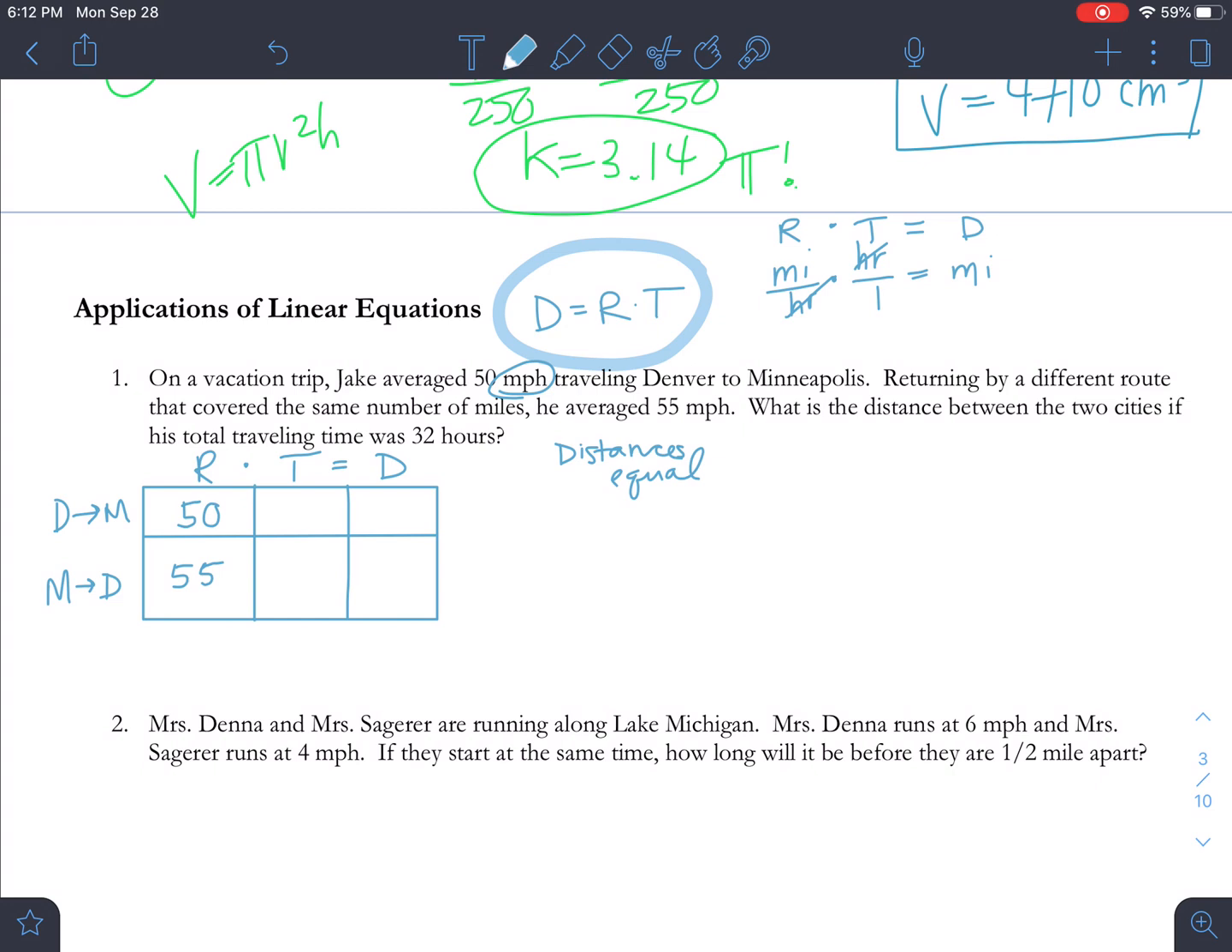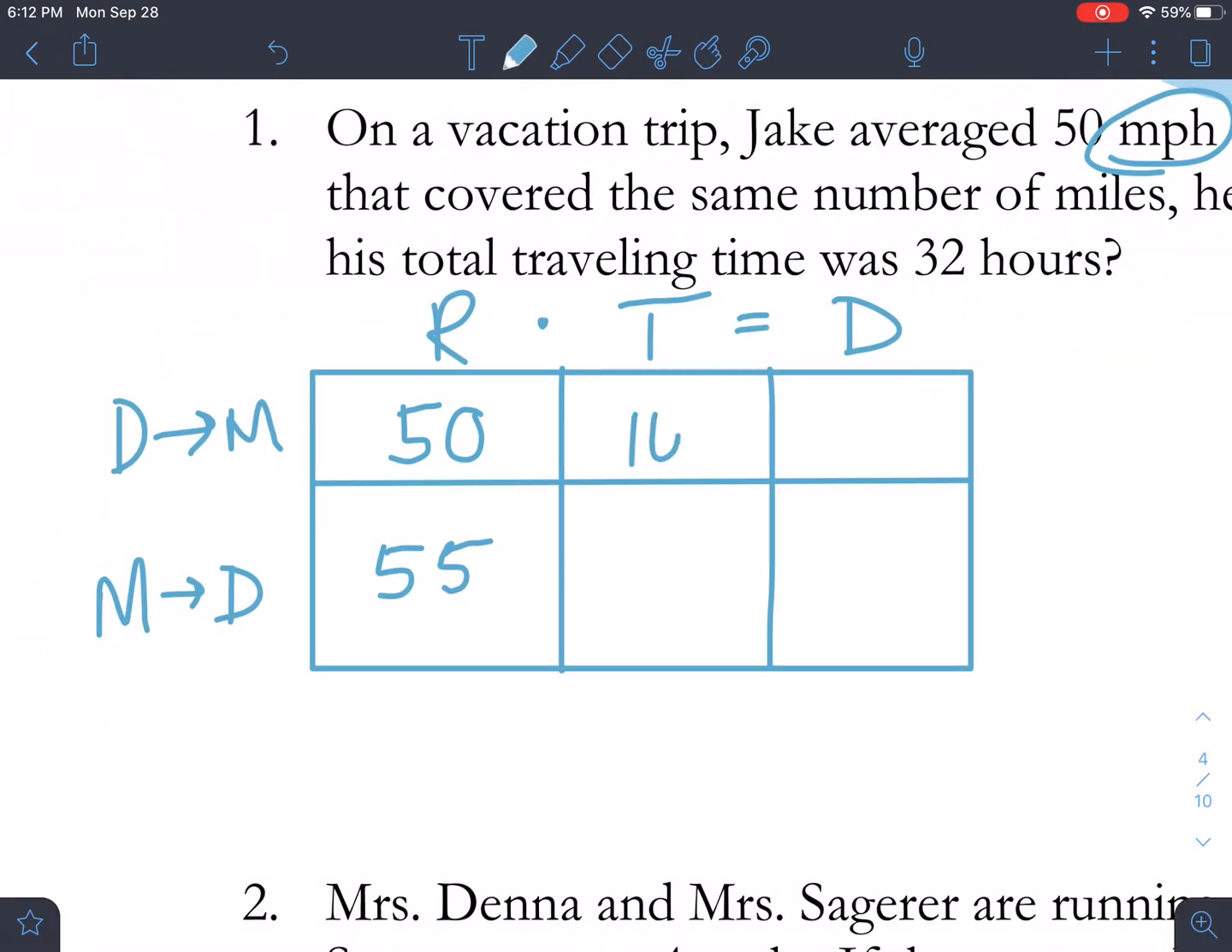So I want you guys to think about this. It's a little bit difficult because a lot of people want to do something like this. Some people think, maybe it just means that he went, could you just guess 16 and 16? Well, but he went faster on the way there, right? So we cannot just guess 16 and 16. We cannot do x and 32 either, because that means it took him 32 hours only for this side. We want it to be total.